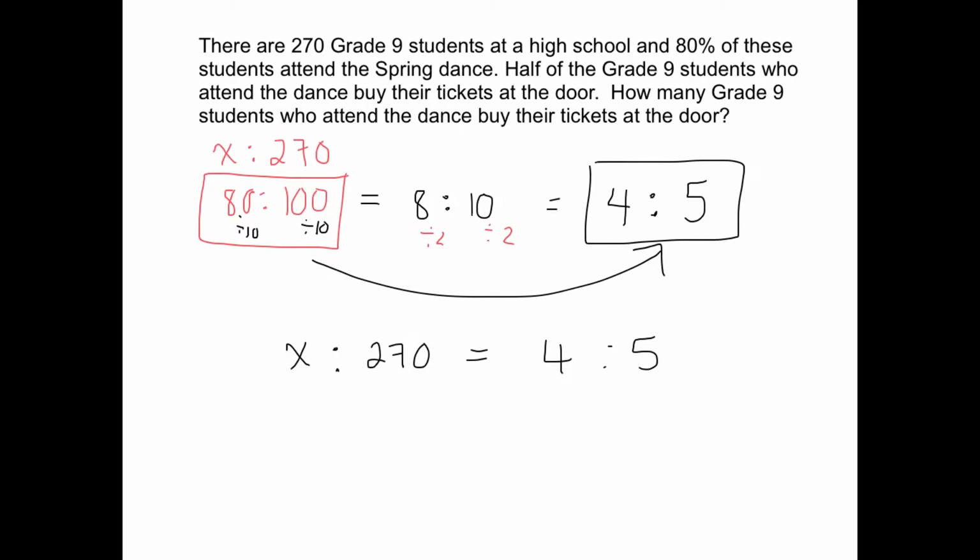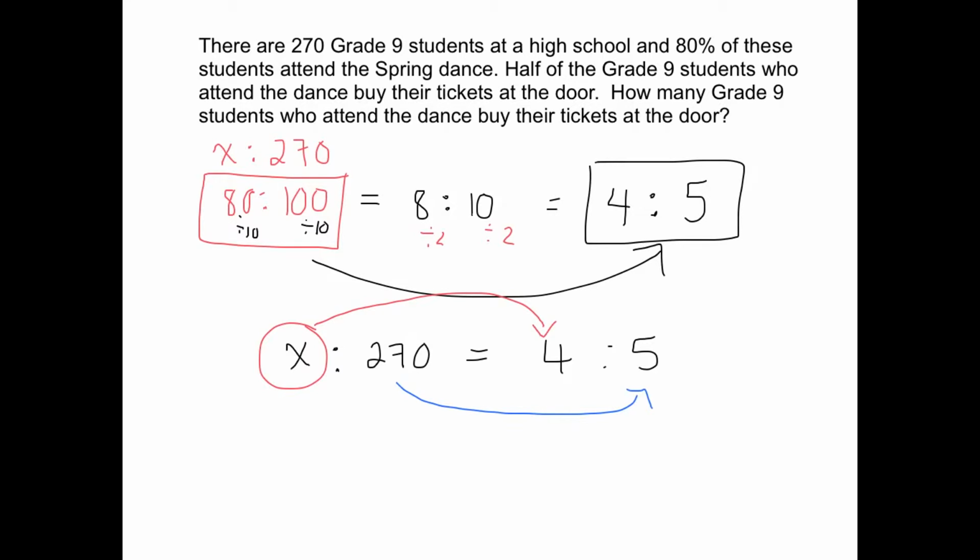But now how do we solve for x? Well, in order to make two ratios equivalent, we have to multiply or divide each term by the same number. So that means that x multiplied or divided by something will give us 4, and 270 multiplied or divided by something will give us 5. But since we don't know x, we can't figure out what it's being multiplied or divided by yet.